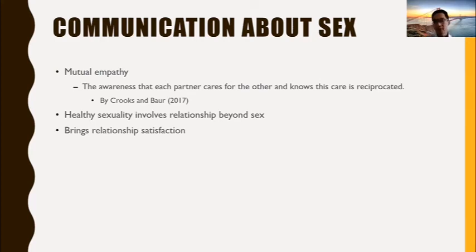And mutual empathy may bring satisfaction in the relationship. After all, in a relationship, we need to be taken care of. We need to receive love from the other.